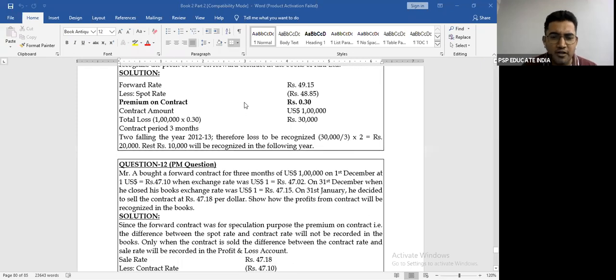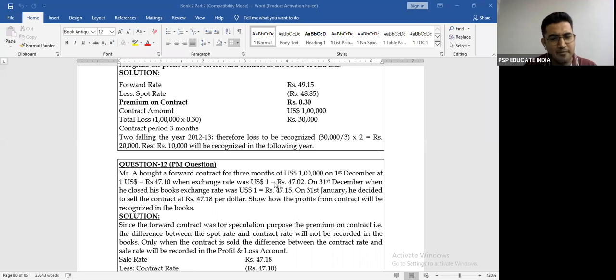Mr. A bought a forward contract for 3 months of US dollars 1 lakh on 1st December at 47.1. Look what we did. We purchased a forward contract. We did not first buy an asset and then buy a forward contract. That would have been hedging. You directly bought a forward contract, why? For speculation. And the exchange rate was 47.02.